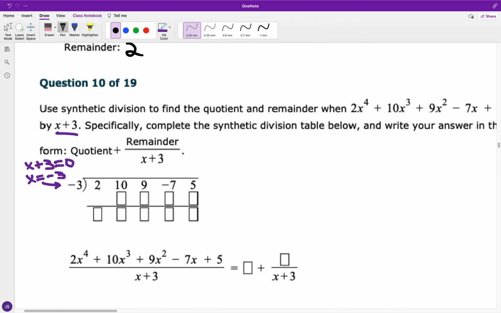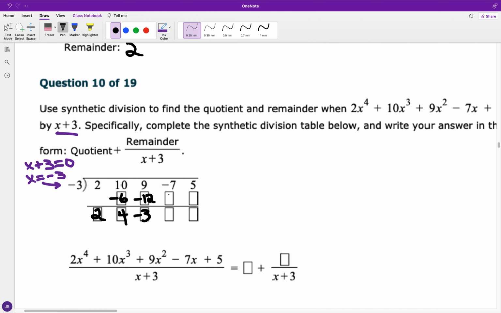The leading term in the dividend is also going to be the leading term in the quotient, so I'm going to bring down 2. Then we have negative 3 times 2, which will be negative 6, and 10 plus negative 6 is a positive 4. Then negative 3 times 4 is negative 12, and 9 plus negative 12 is negative 3.